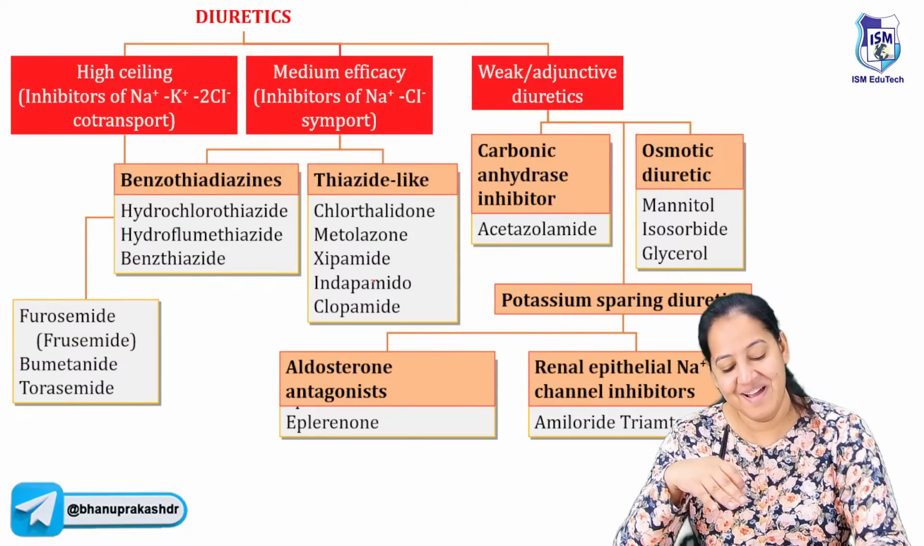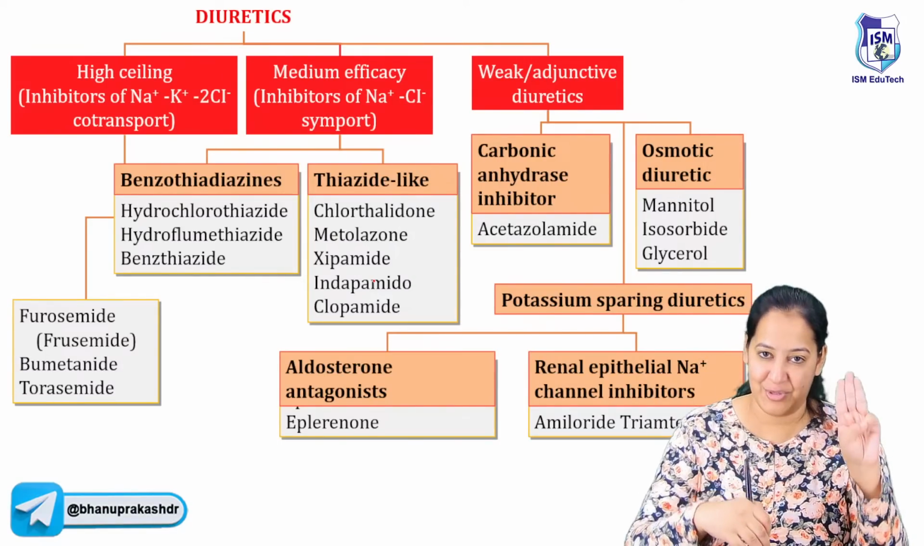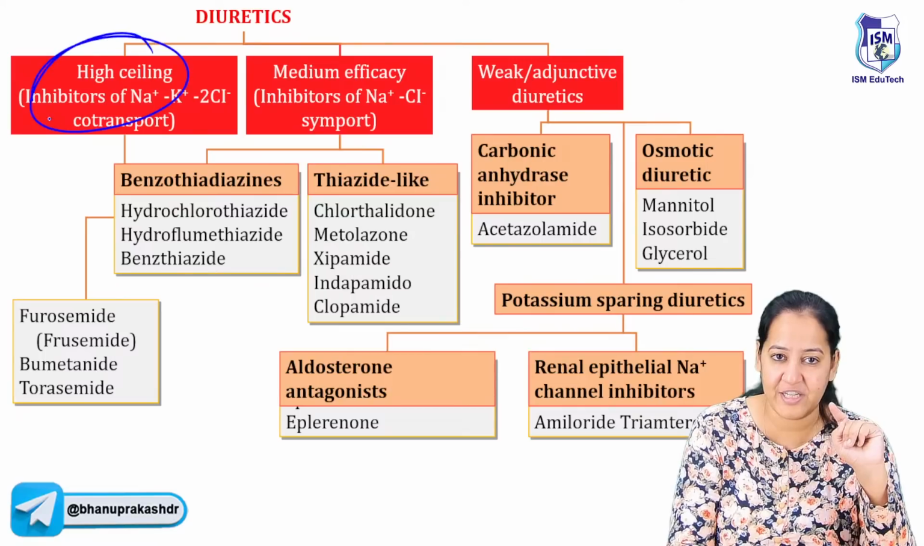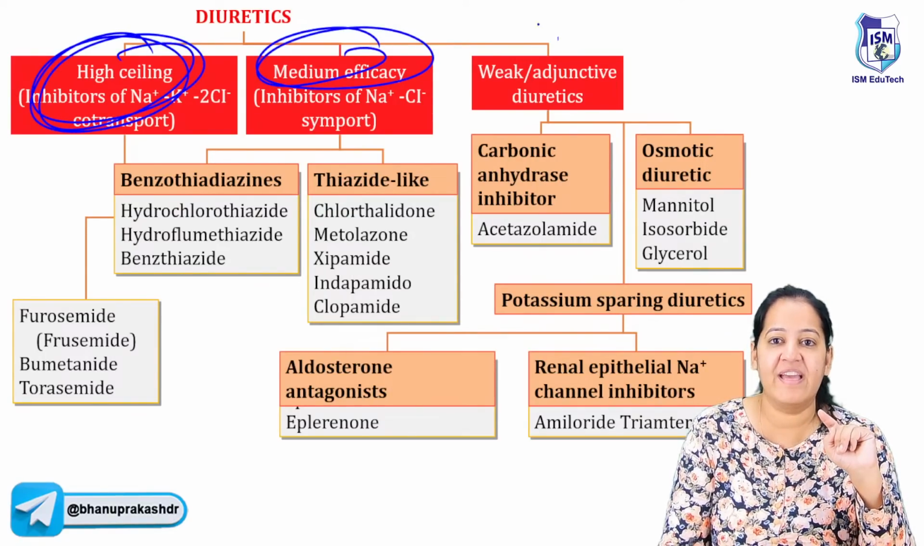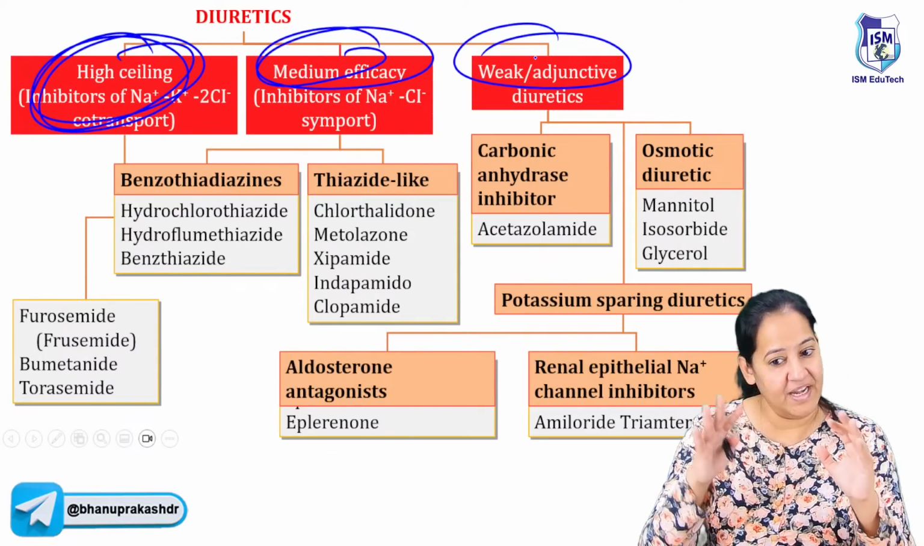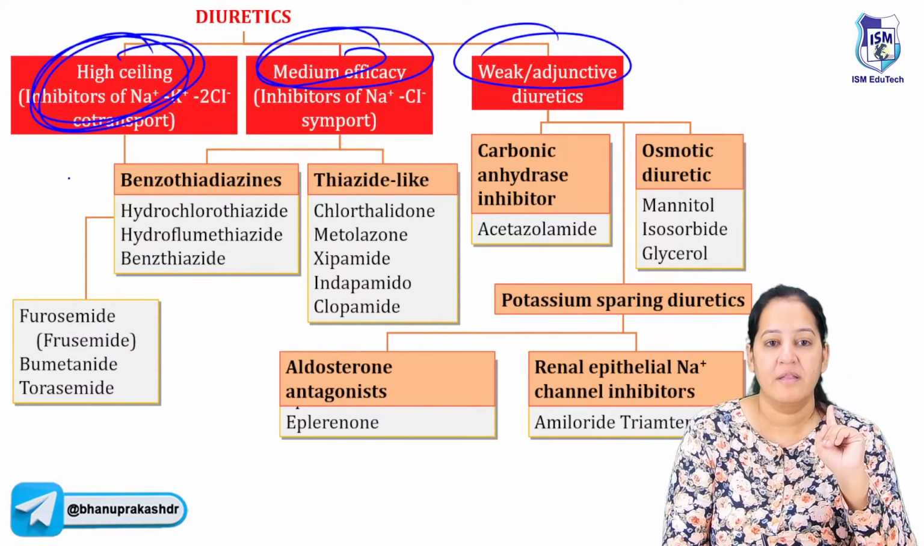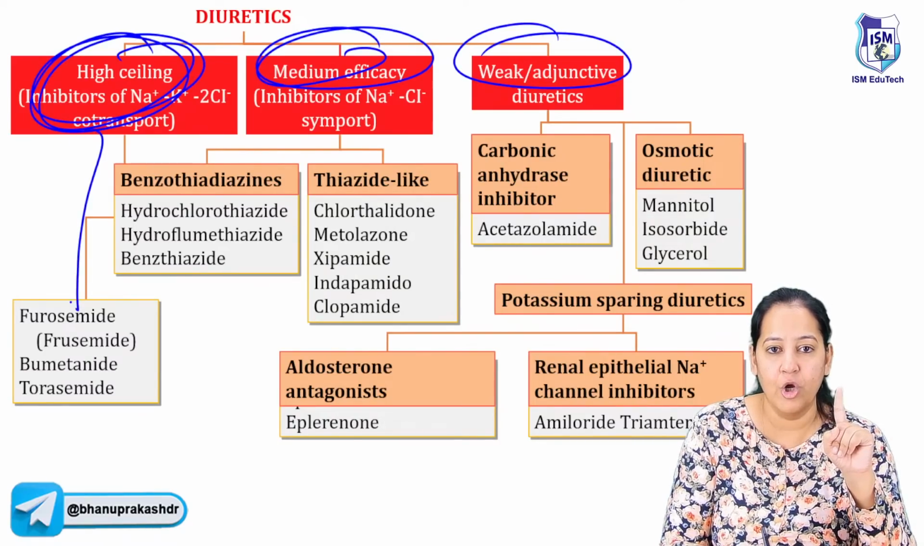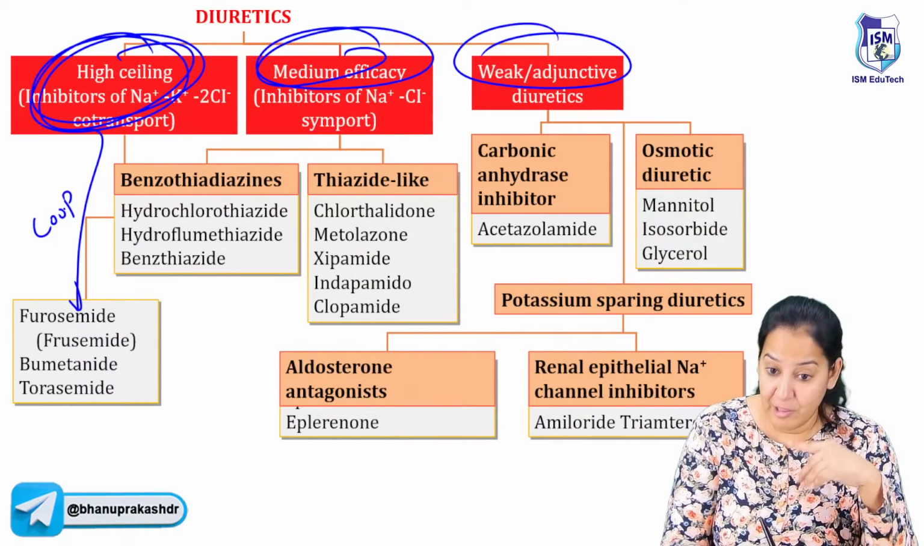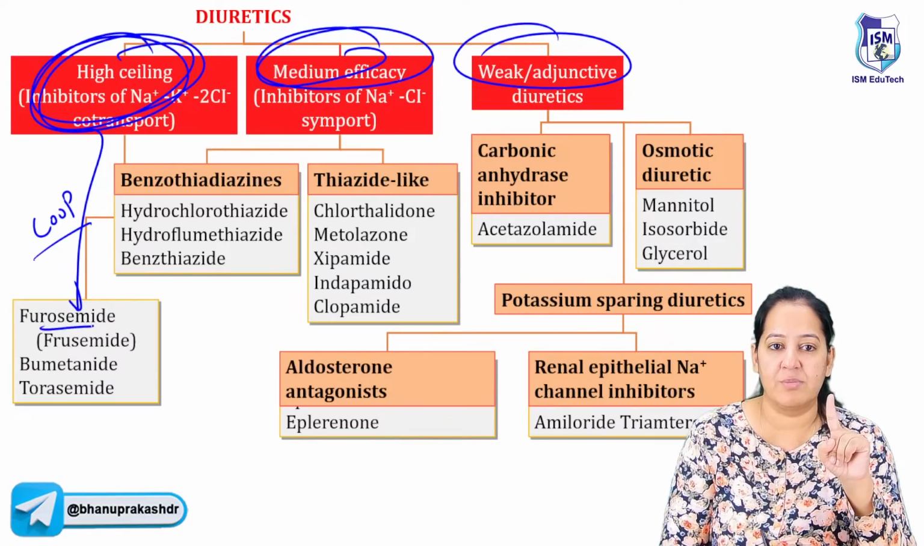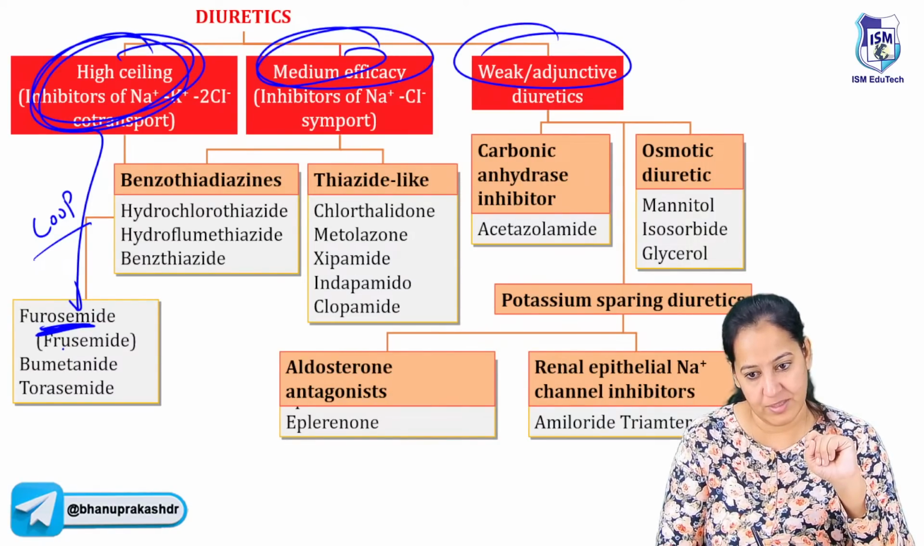Okay, anyways, how many types of diuretics are there? There are 3 types of diuretics: highly effective, known as high ceiling, medium efficacy, and weak efficacy. High, medium, weak, based on their efficacy. The high efficacy ones are known as loop diuretics. The most important drug is furosemide.